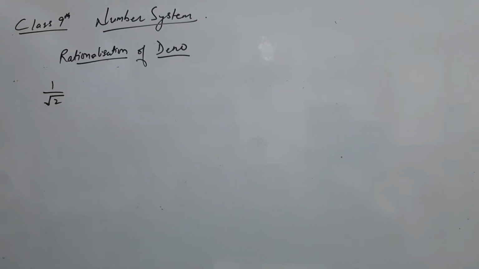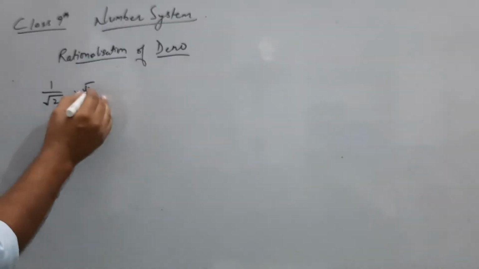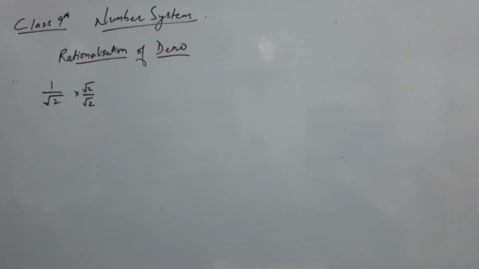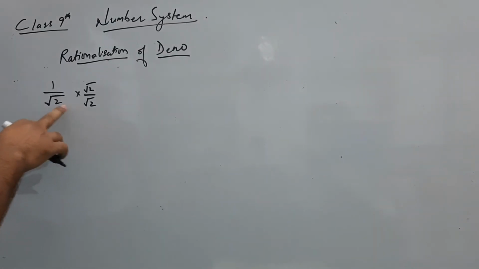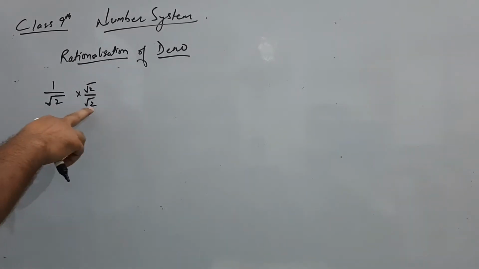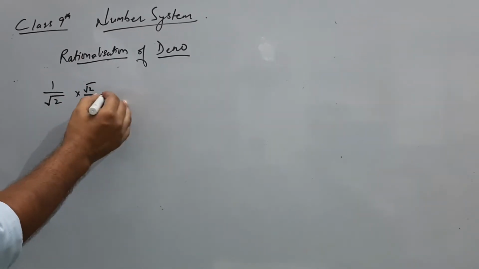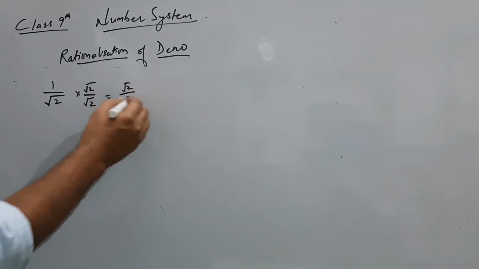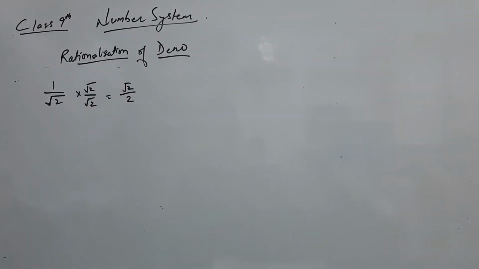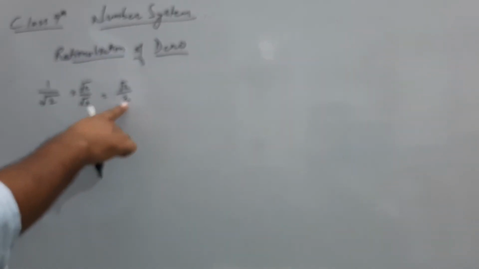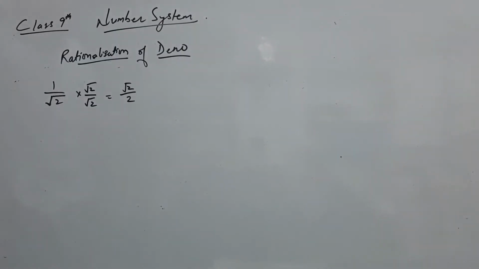Whenever there is a single term, to rationalize, just multiply the same term by itself. But there is a rule in maths, whatever you multiply in the denominator, the same thing you have to multiply in the numerator. So root 2 will be multiplied in numerator and denominator, and that will give us root 2 upon 2. Root 2 still exists, but it is not existing in the denominator. They are asking only to rationalize the denominator.